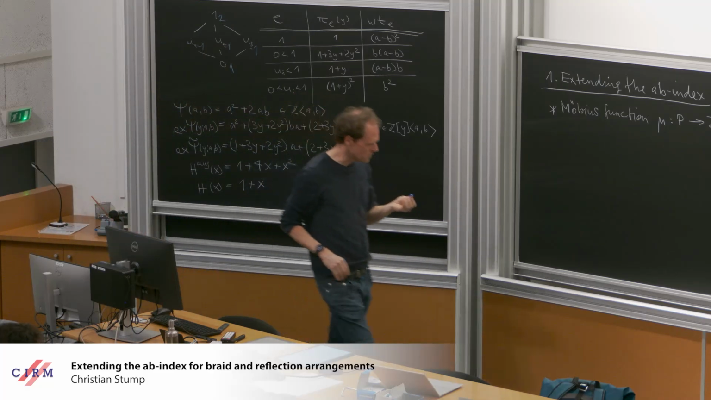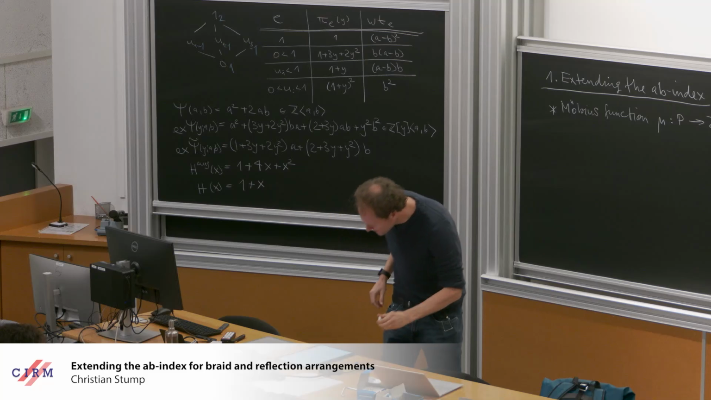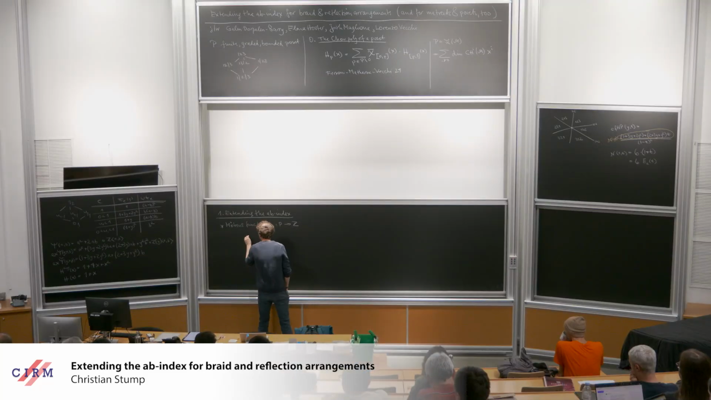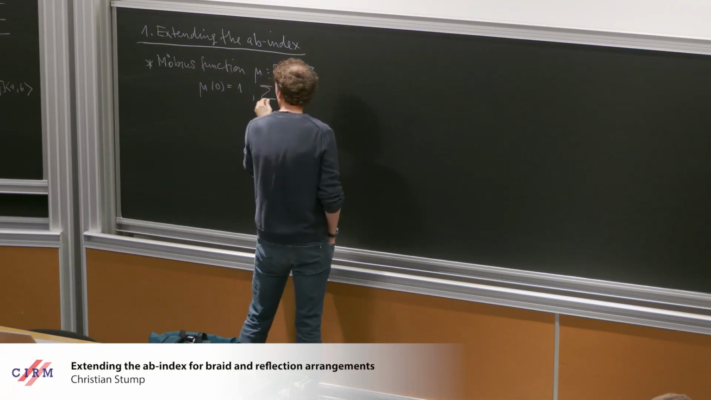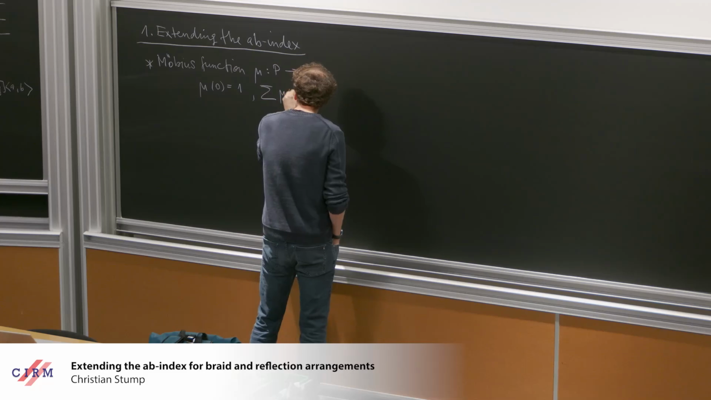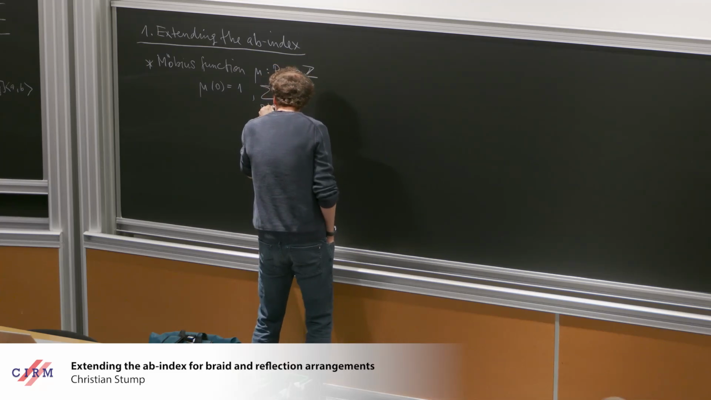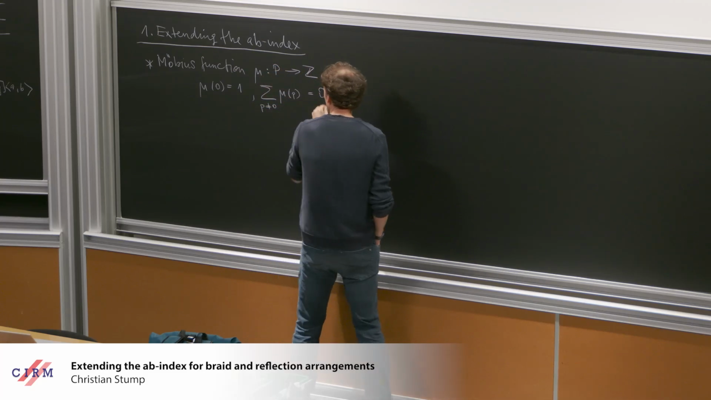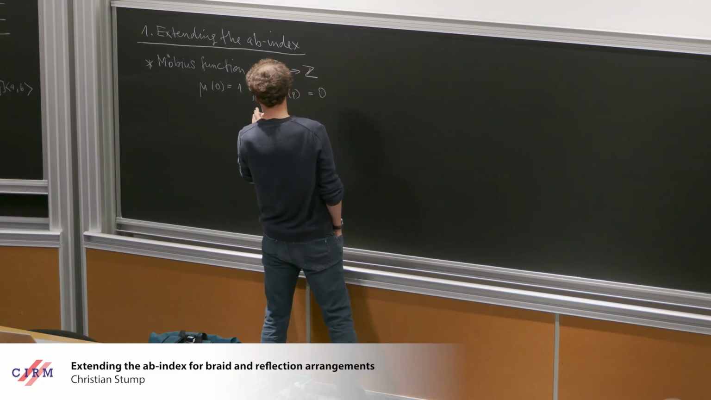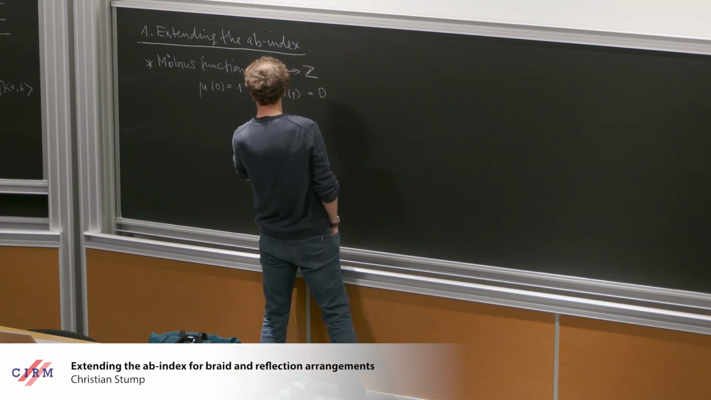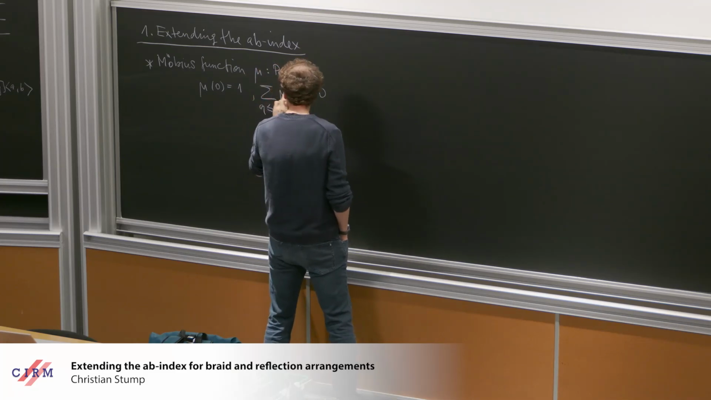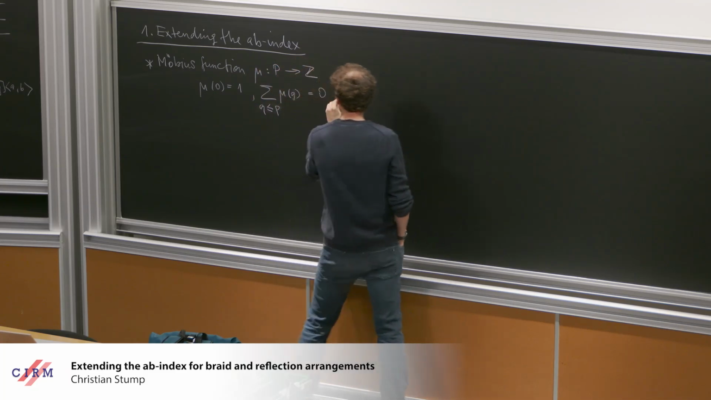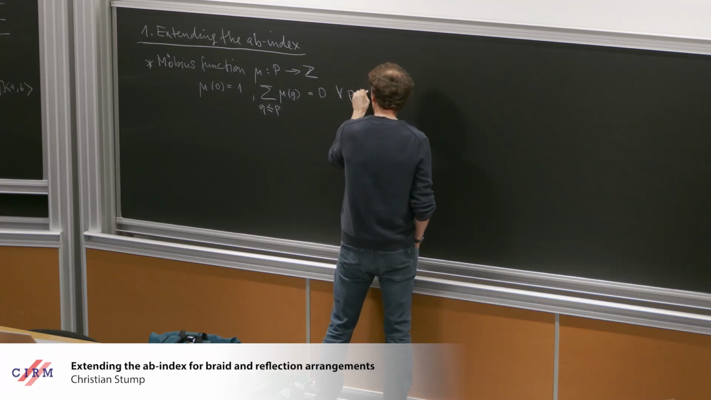Okay. So the Möbius function, I can also write it down. Psi of the bottom element is equal to 1. And then we want that the sum over q smaller or equal to p of the Möbius function of q is equal to 0 for all p not equal to the bottom element.